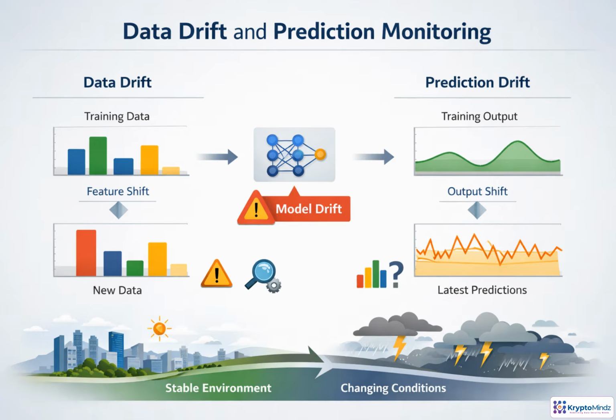Models are trained on a snapshot of reality, but production reality keeps moving. Data drift means the inputs change. Ranges shift, categories appear, missing values increase, or outliers become common. Prediction drift means the model's outputs start changing in unusual ways. Neither one automatically proves the model is wrong. They are early warnings. By comparing live feature statistics and prediction patterns against training baselines, teams know when to investigate, retrain, or adjust the system.